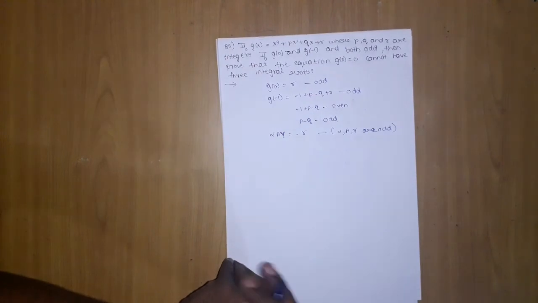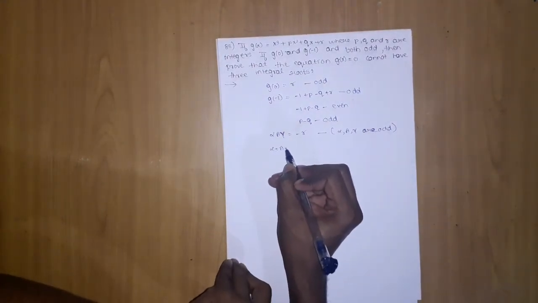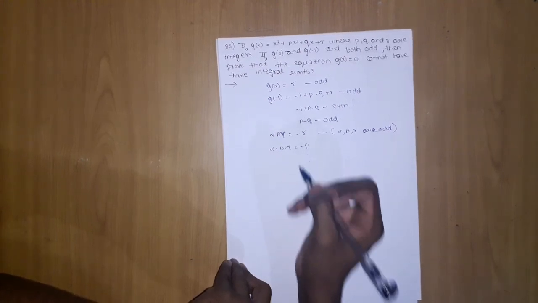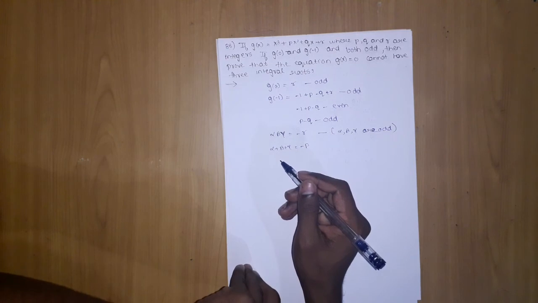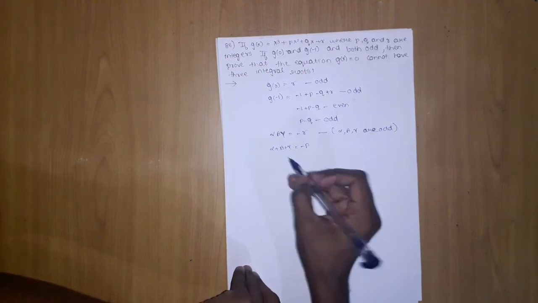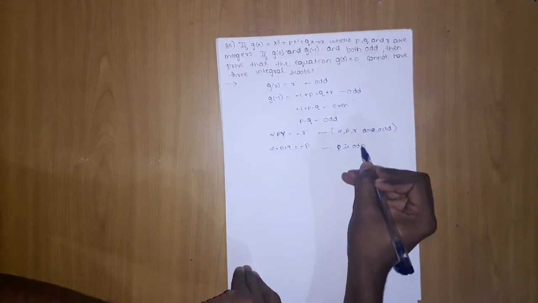Okay, these three are odd. Now similarly, alpha plus beta plus gamma should be minus p. If you add two odd terms, it will become even, and even plus odd is odd. So p is also odd. P is odd. We came to know this.